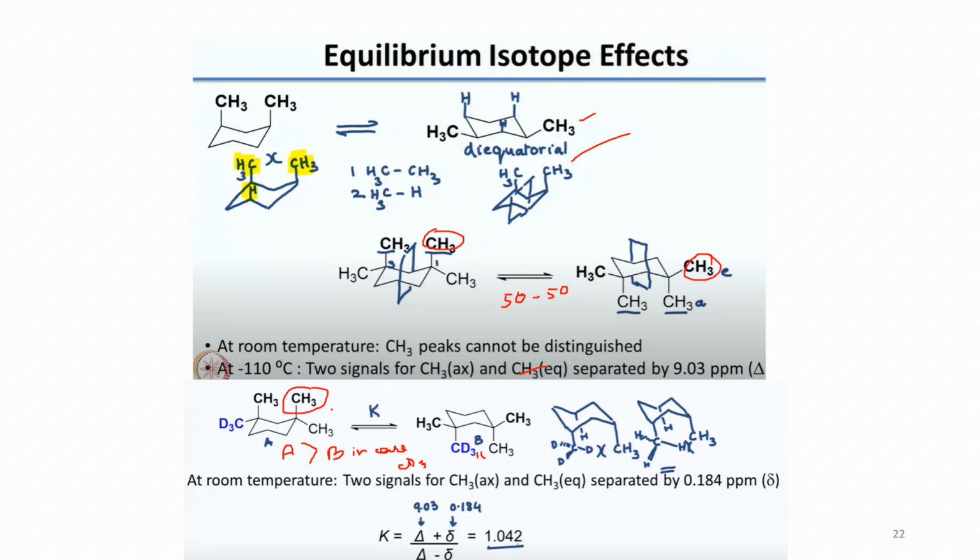So from this we can explain the equilibrium isotope effect. Because of this CD3 isotope effect, the equilibrium of the cyclohexane shifts towards the left-hand side, whereas in the case of CH3 it was 50-50. So this is called the equilibrium isotope effect.